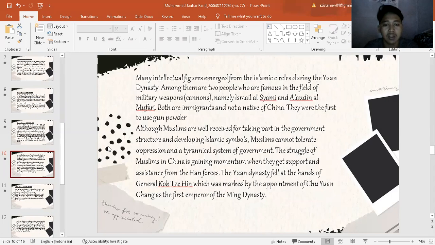The struggle of Muslims in China gained momentum when they got support and assistance from the Han force. The Yuan dynasty fell at the hands of General Kozihin, which was marked by the appointment of Zhu Yuanchang as the first emperor of the Ming dynasty.